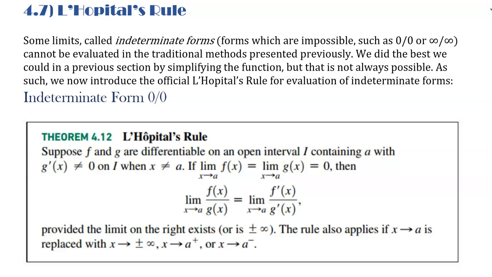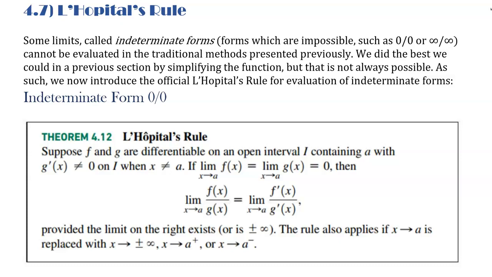Hello everyone. In this video we're going to talk about how to find the derivative of something that is basically impossible, such as 0 over 0 or infinity over infinity, and those are types called indeterminate forms. Now in a previous section, in chapter 3 or 2, we did do this, but we did it by simplifying the function itself, and sometimes that's not always possible. So instead, what we have is this thing called L'Hopital's rule.